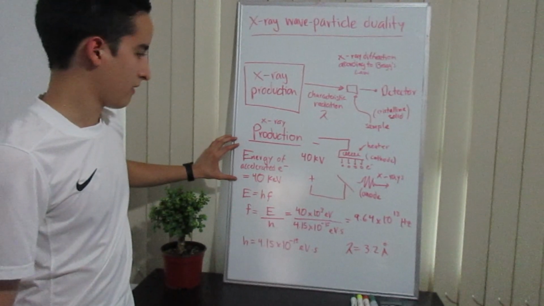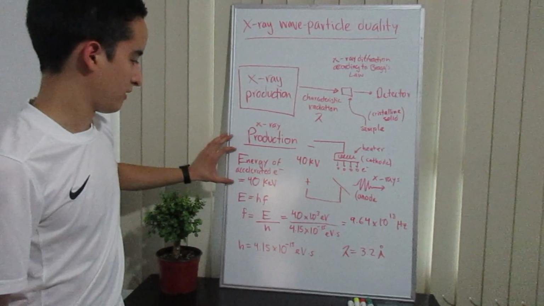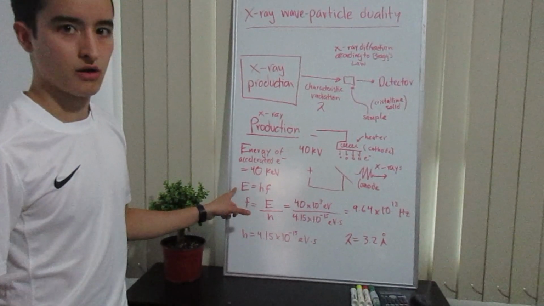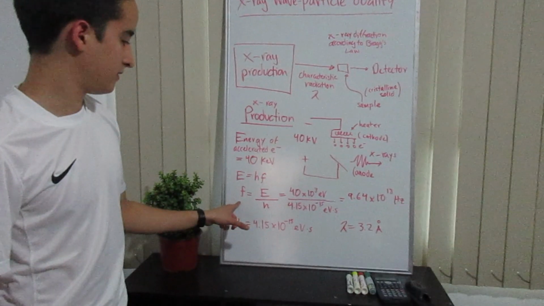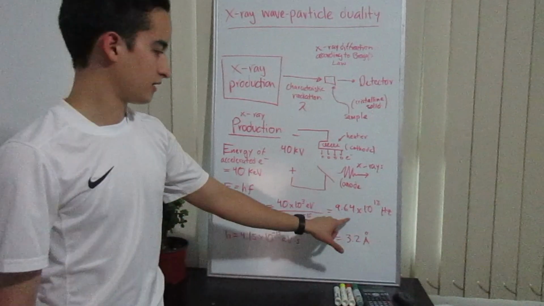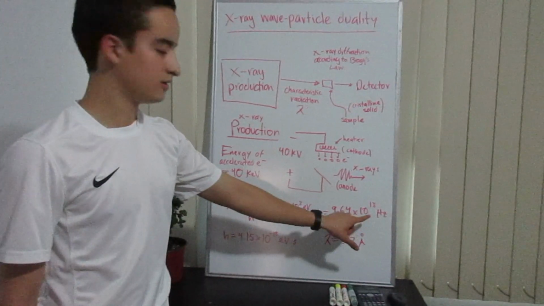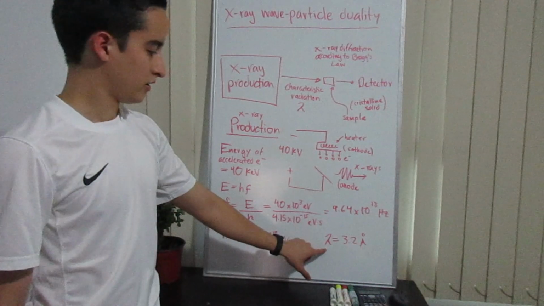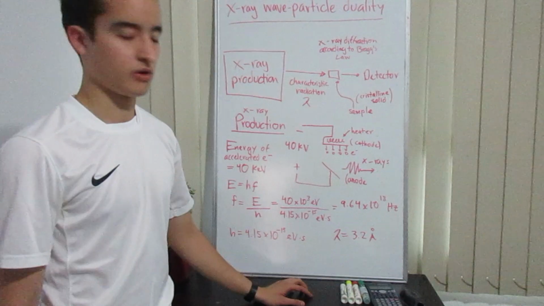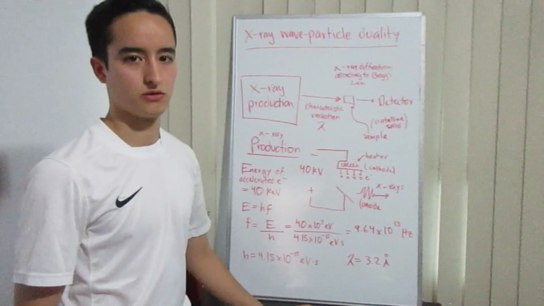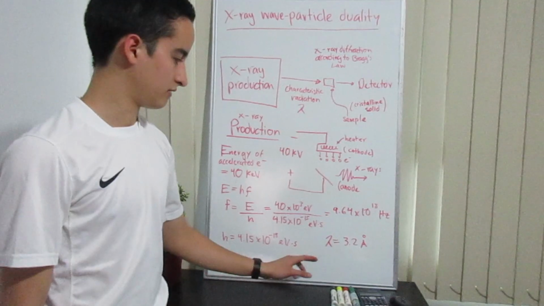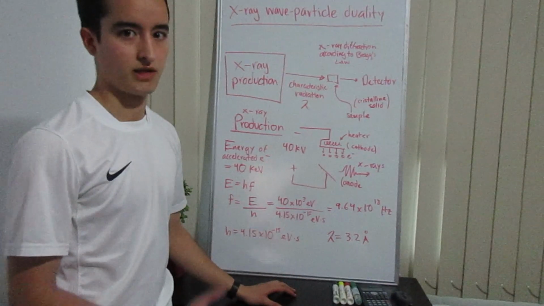Let's suppose the electrons lose all of their kinetic energy. So we use Planck's law, solve for frequency, and we get something around the order of magnitude of 10 to the 18th hertz, which translates to a wavelength of about 3.2 angstroms, which is in the order of magnitude of 10 to the minus 10 meters, and in the order of magnitude at the same time of the size of an atom.